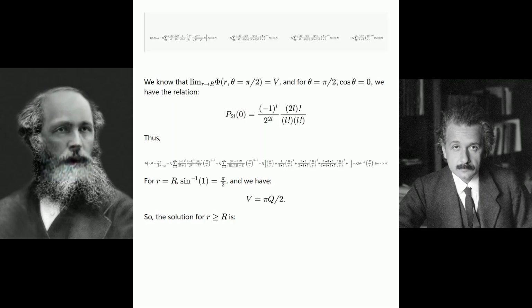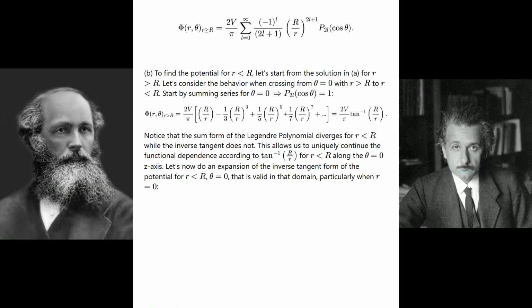We know that the limit as r goes to R of phi of r, theta equals pi divided by 2, equals V, and for theta equals pi divided by 2 the cosine of theta equals 0, so we have the relation. See the equation. Thus, see the equation shown. For r equals R, the inverse sine of 1 equals pi over 2, and we have, see the equation. So, the solution for r greater than or equal to R is, see the equation shown.